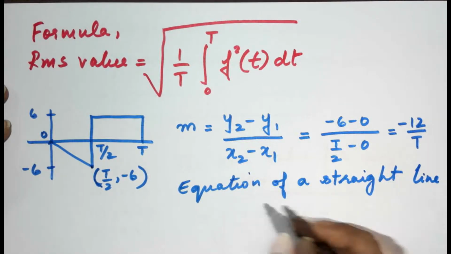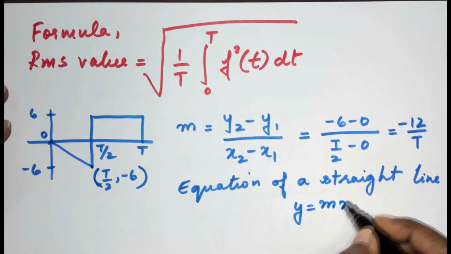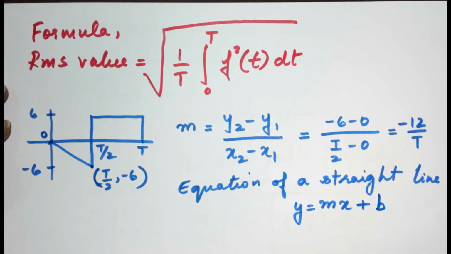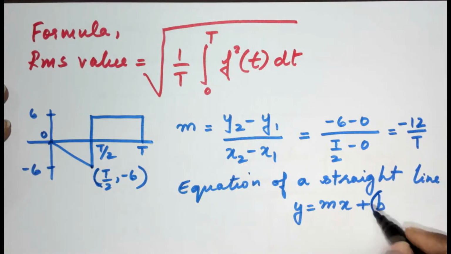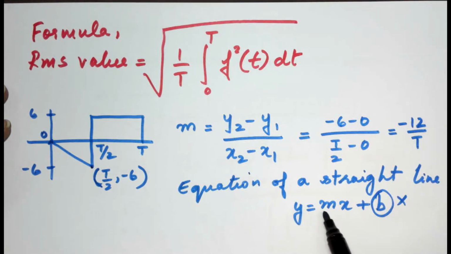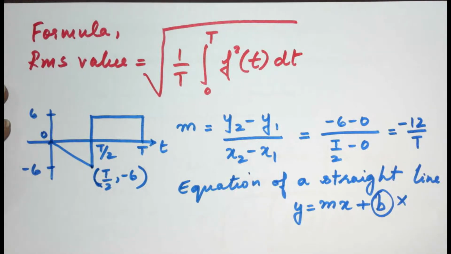Equation of a straight line is given by y is equal to mx plus b or c. Now here, because the line passes through the origin, b is anyway 0. So we'd have y is equal to mx. So m is minus 12 by T, and what is x? X is t, because here the axis is the t-axis. It is the time domain.